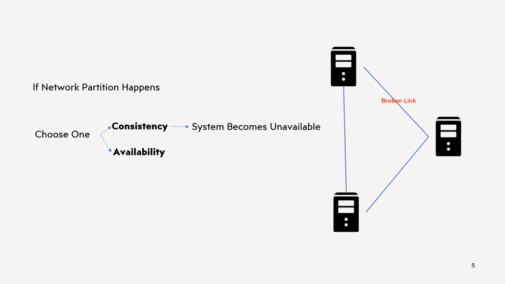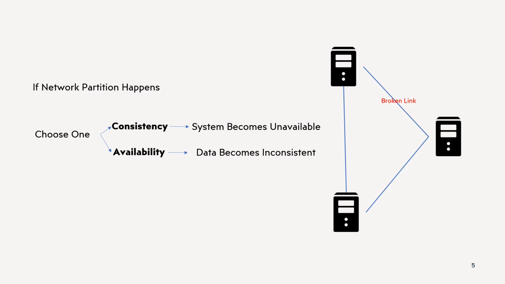If consistency is a really important factor in the whole application, then we have to make sure that our system becomes unavailable. Similarly, if you are focusing on availability, then data might become inconsistent, because if two nodes cannot communicate with each other and you are still allowing reads and writes on those servers or nodes, whatever changes happen at one node cannot be sent to the other node. That's why it becomes inconsistent.